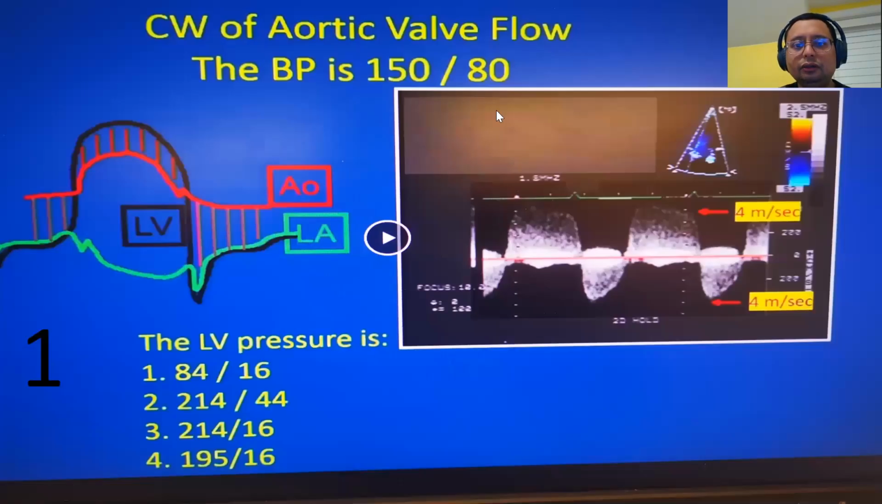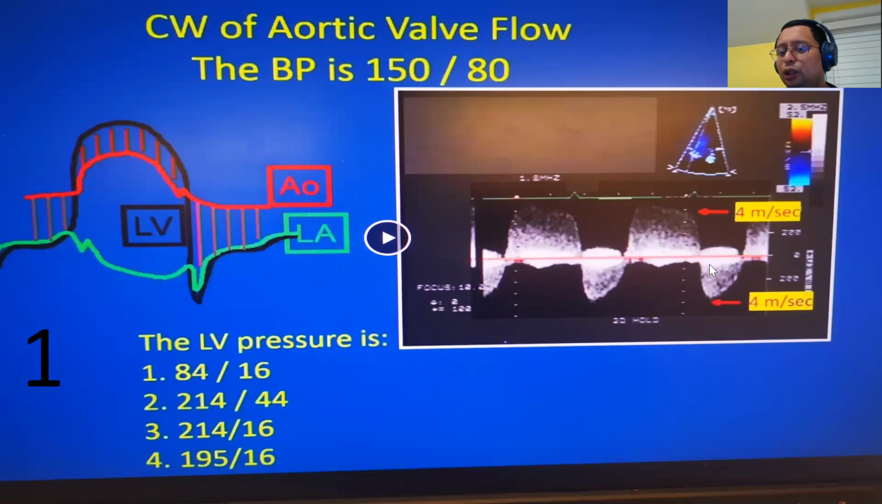So this is the first question, a typical question in the exam. Sometimes they just give you a typical Doppler flow like this. This is a Doppler across the aorta, and the blood pressure is 150/80. Then they ask you to guess or calculate the number inside a certain cardiac chamber. In this situation, they ask what the pressure inside the LV is, by giving you the Doppler across the aortic valve. So you have to recognize what the Doppler across the aortic valve shows you.